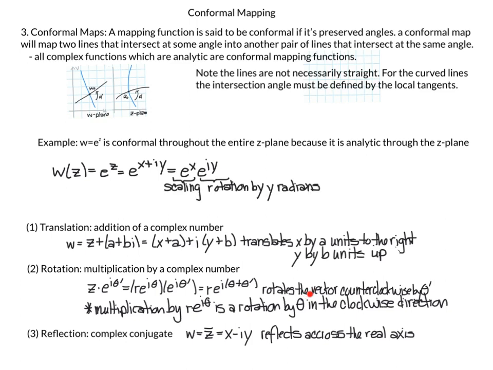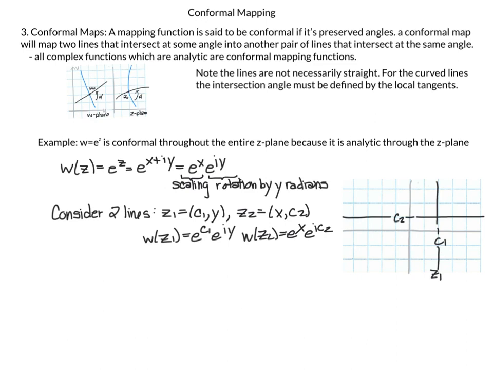And what that means for our example is over here when we have w(z) equals e to the x, e to the iy, well, e to the x is going to be some constant, a scaling, or rather our radius. This e to the iy then is a rotation by y radians. So the e to the iy is responsible for the rotation of the vector. Now I'm going to take a look at our grid lines to see what happens to these grid lines when we're conformal.